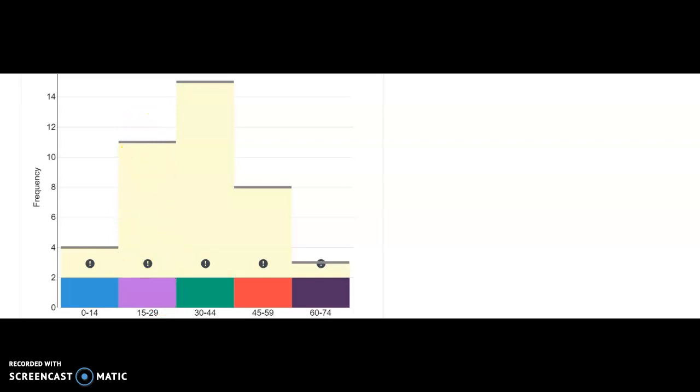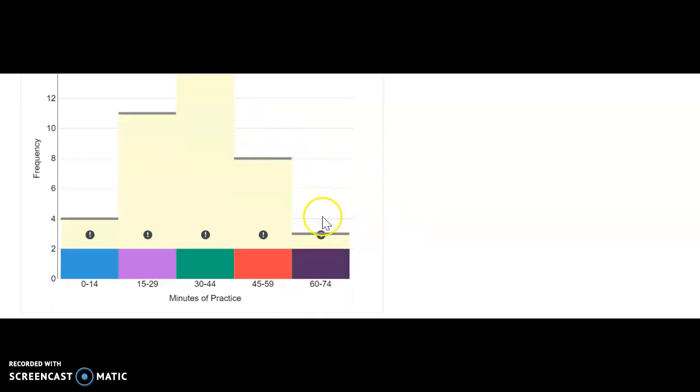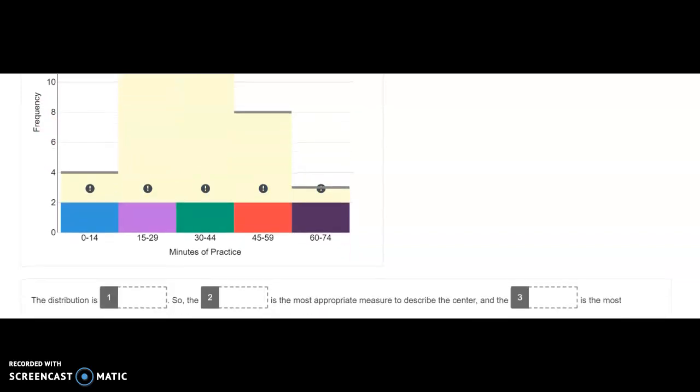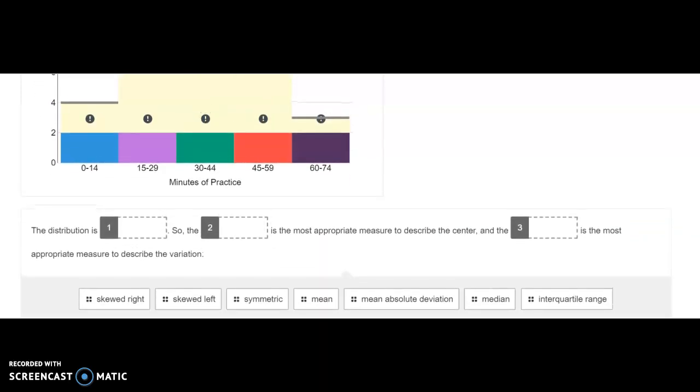So now we want to know what the distribution is. And when we look at our distribution, if we were to add these sides up from the center, it would be about equal. It would be about symmetrical. And the way we figured that out is if we added all of these together, or if we just kind of plopped them on top of each other, we would find out the mean. And the mean would be the most appropriate way to describe the center. And the most appropriate measure to describe the variation would be the mean absolute deviation.